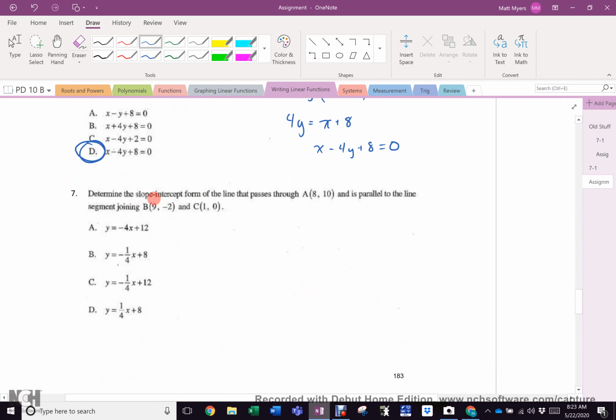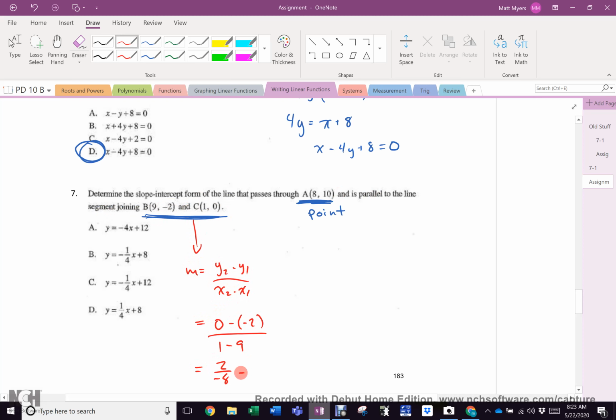Determine the slope intercept form of a line that passes through there. So there's my point on my line and is parallel to this line. Well, if it's parallel, it's got the same slope as this, so I better find that slope. Slope equals y2 minus y1 over x2 minus x1. 0 minus minus 2 over 1 minus 9. 2 over negative 8, which is negative 1 quarter. So that's my slope. That's my point.